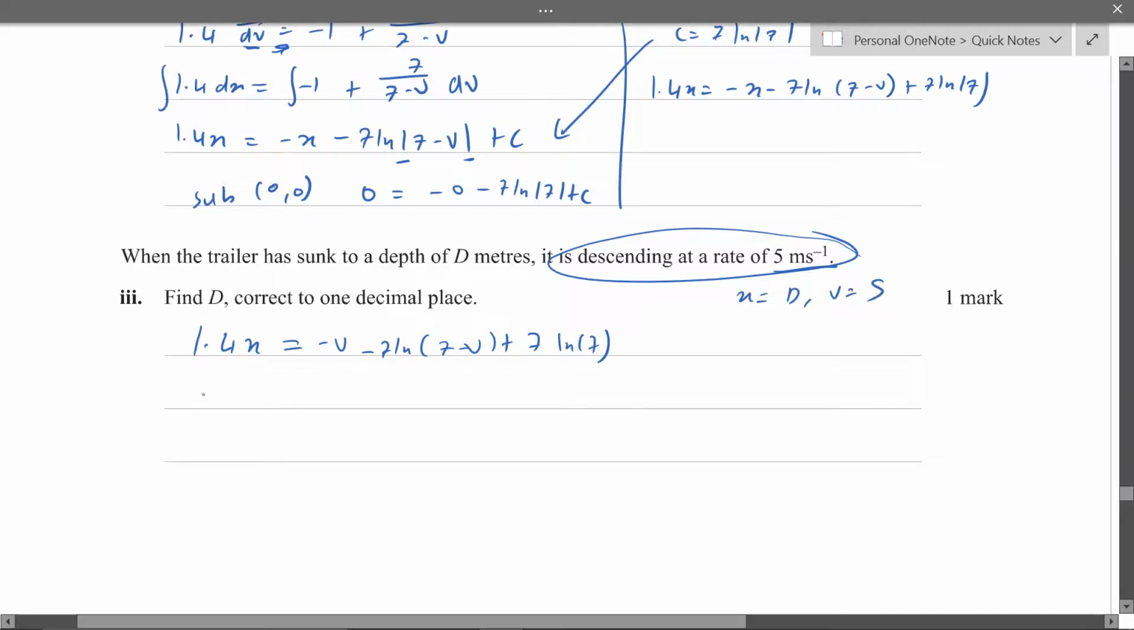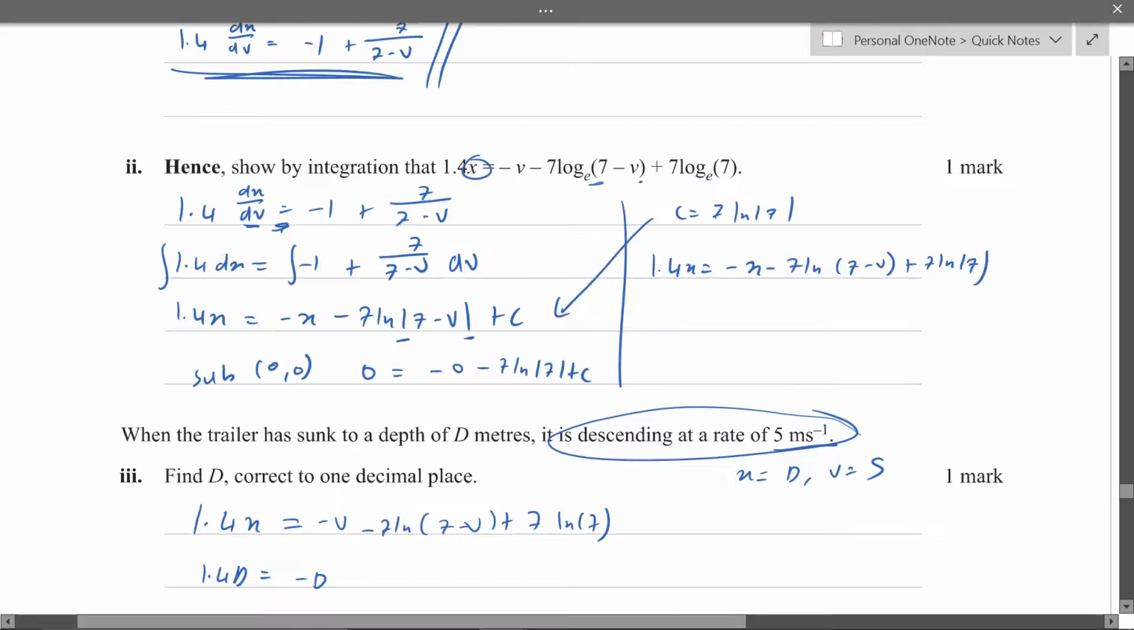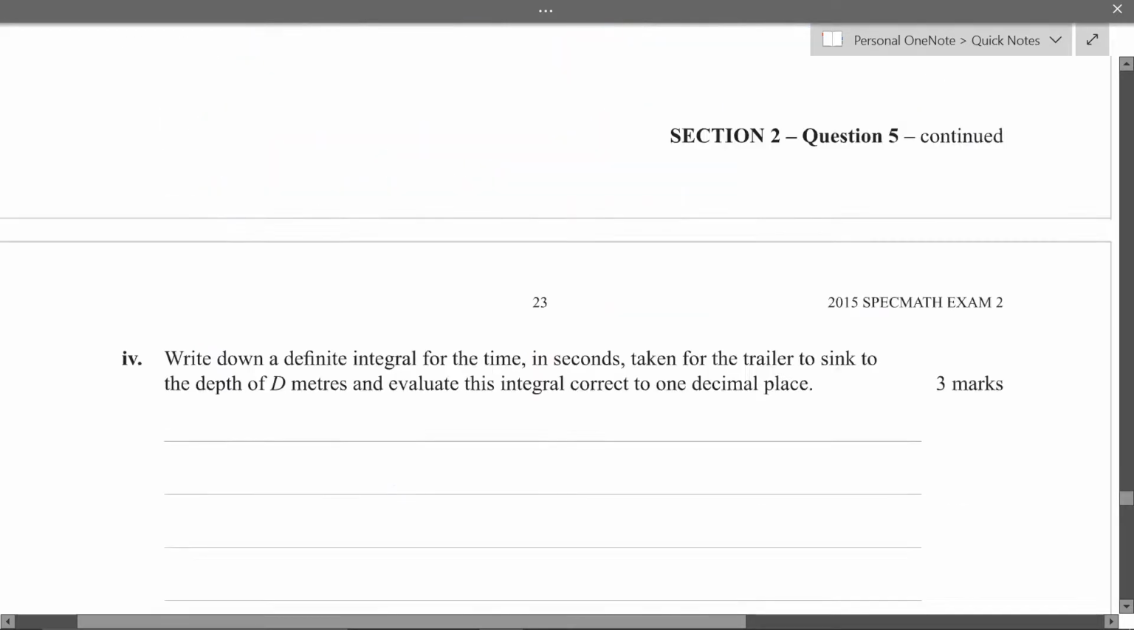So you can just put 1.4d equals -5, is this v? Sorry, I wrote x. V, so -5 minus 7 ln 2 plus 7 ln 7. And you could just solve for d on your CAS. And d is 2.7, if that's what that says.